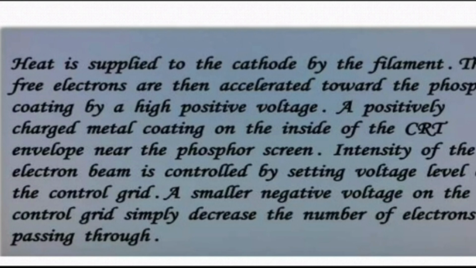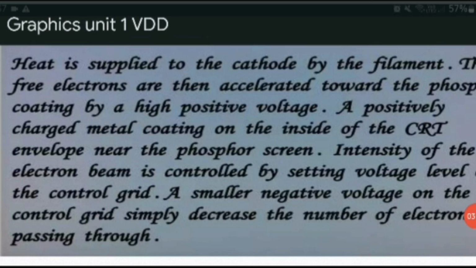What this means is, we have the filament. When it is switched on, it generates heat, and while it is heated up, free electrons start to flow. They accelerate, meaning they go at various speeds, and flow towards the phosphorus coating, which is the high positive voltage screen, and a positively charged metal coating on the inside of the CRT envelope near the phosphorus screen. So the CRT monitor screen has the phosphorus coated screen.